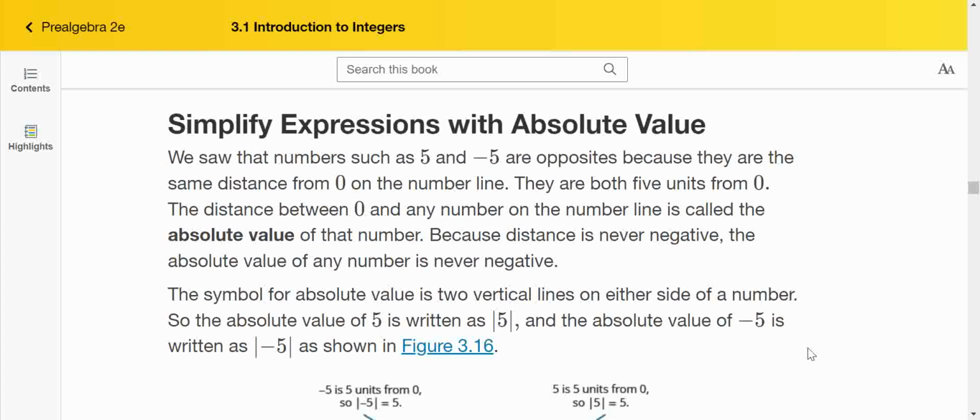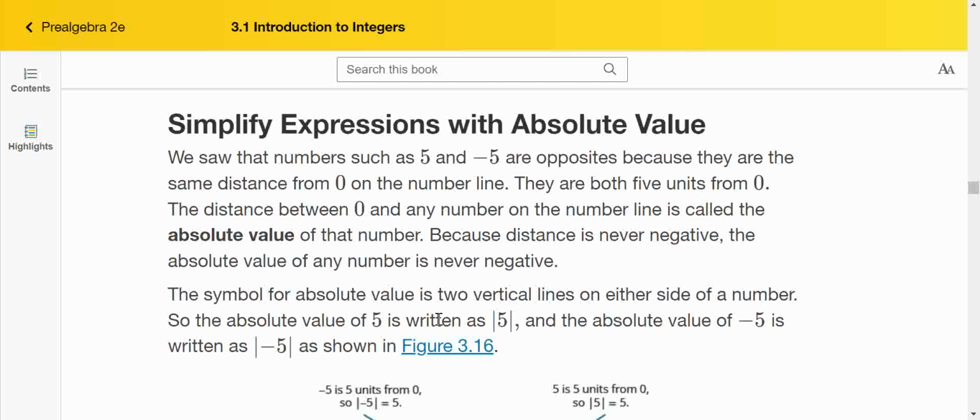Now we will simplify expressions with absolute value. We saw that numbers such as 5 and minus 5 are opposites because they are the same distance from 0 on the number line. They are both 5 units from 0. The distance between 0 and any number on the number line is called the absolute value of that number. Because distance is never negative, the absolute value of any number is never negative.